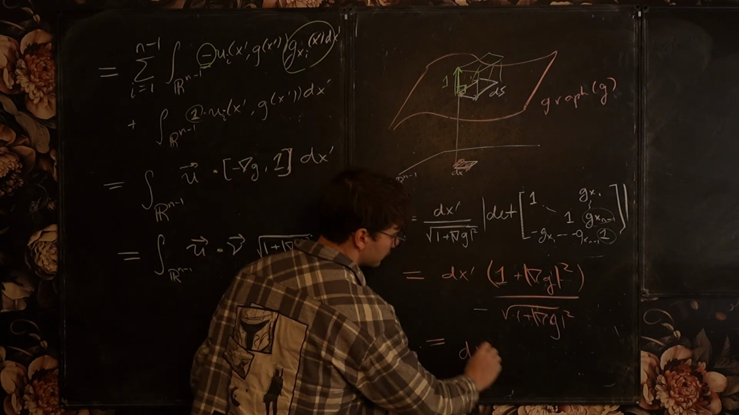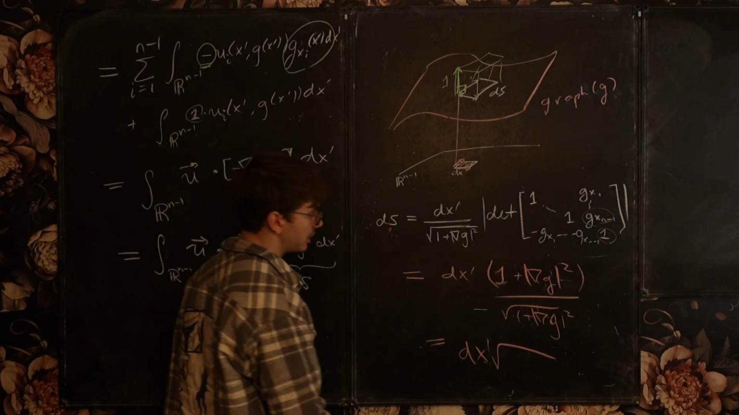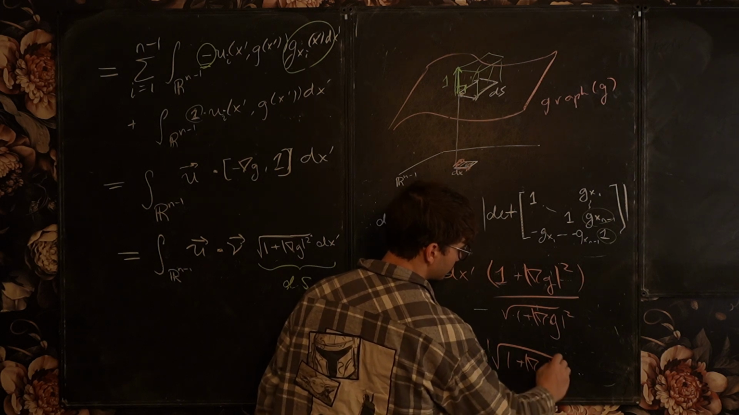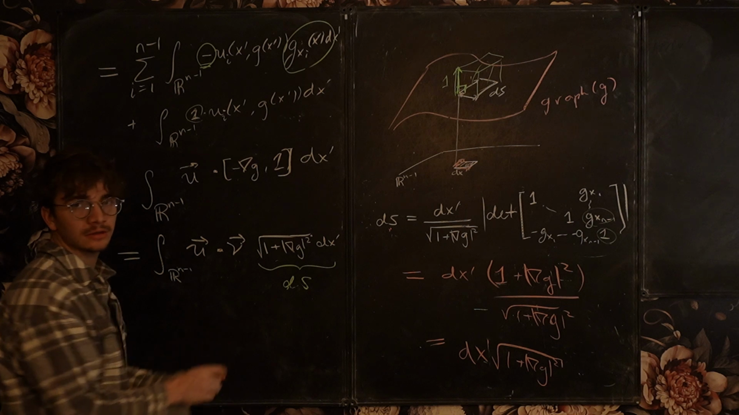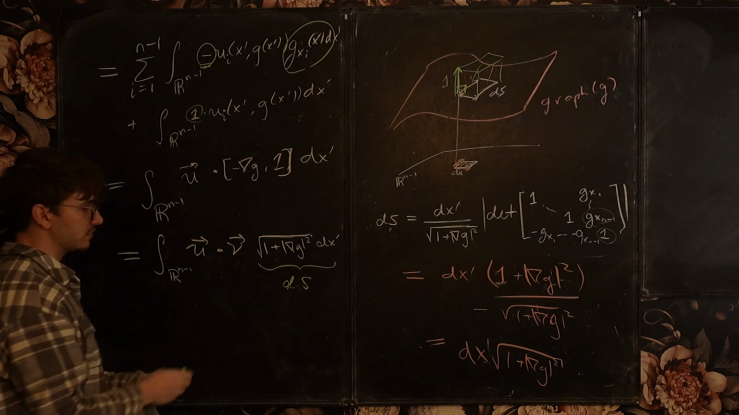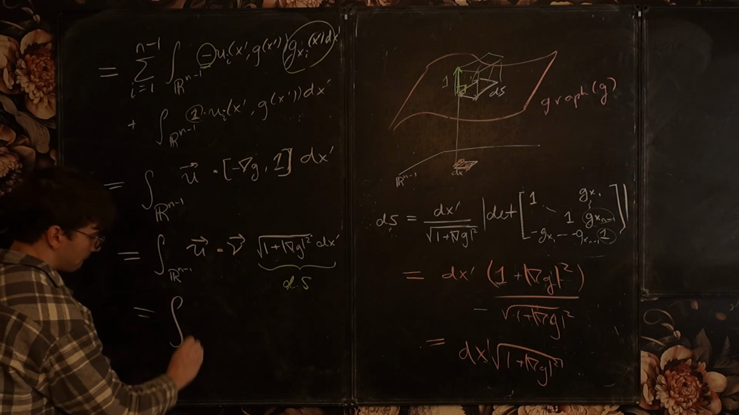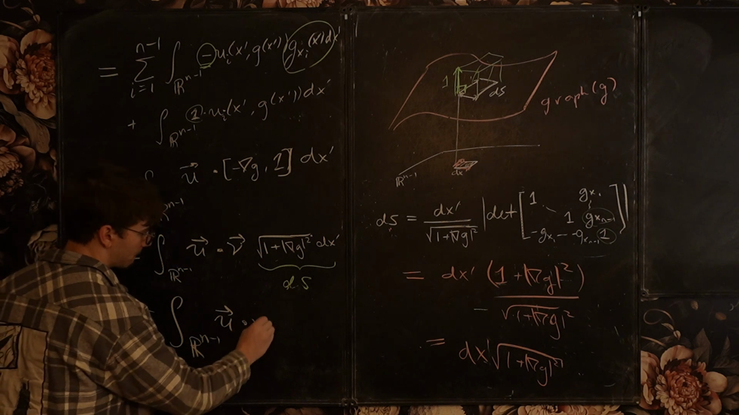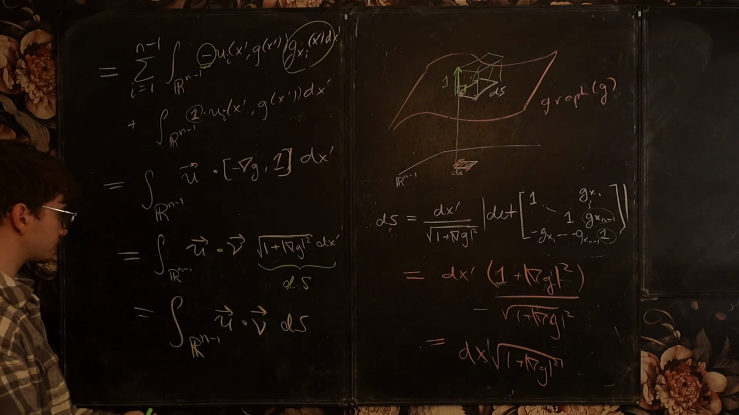Aha. So we can calculate the surface area element dS, which is just dx prime times the square root of 1 plus the quantity grad g squared. And that is indeed the quantity in my integral, which I have claimed is dS. So therefore, I have the following result.